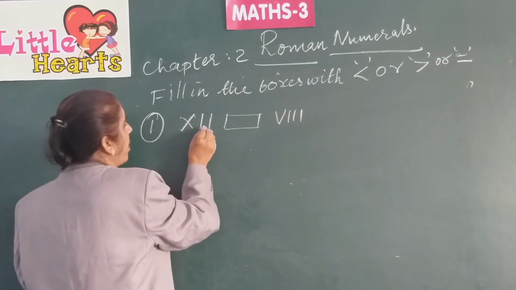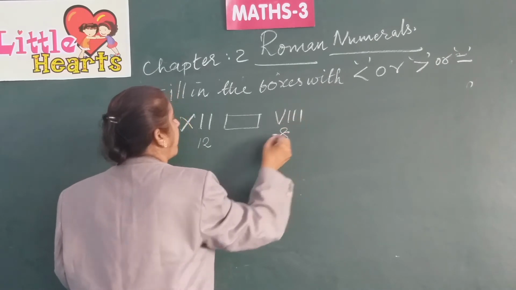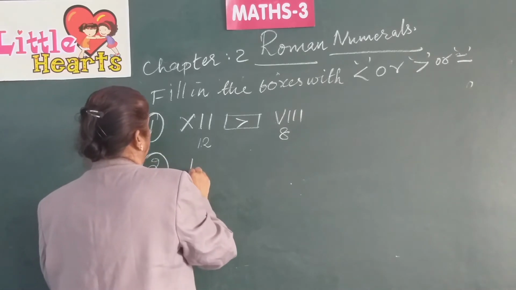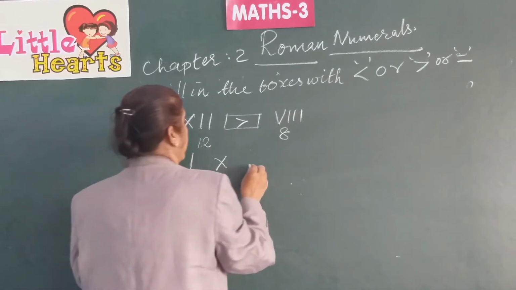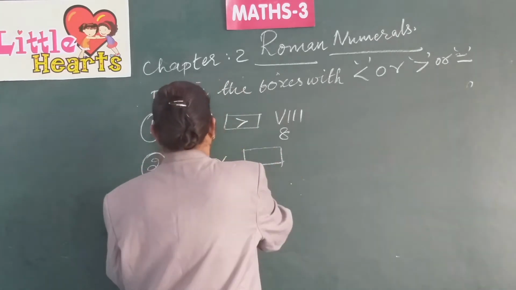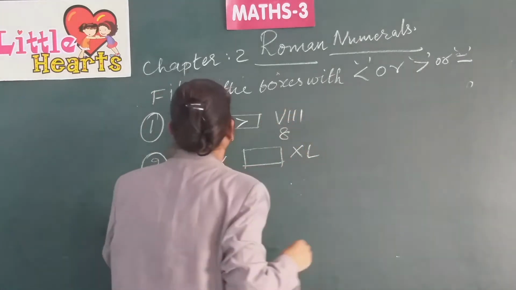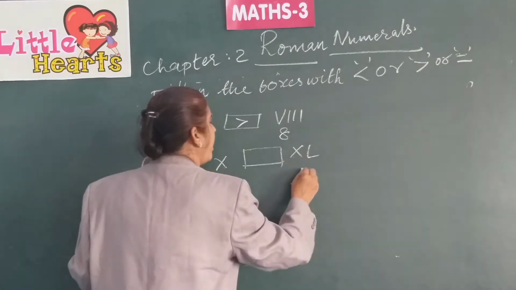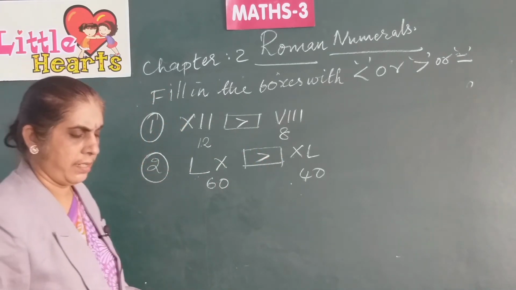XII is 10 plus 1 plus 1, 12, and this is 5 plus 1 plus 1 plus 1, which is 8. 12 greater than 8. LX is 50 plus 10, 60. XL is 40. So LX greater than XL.